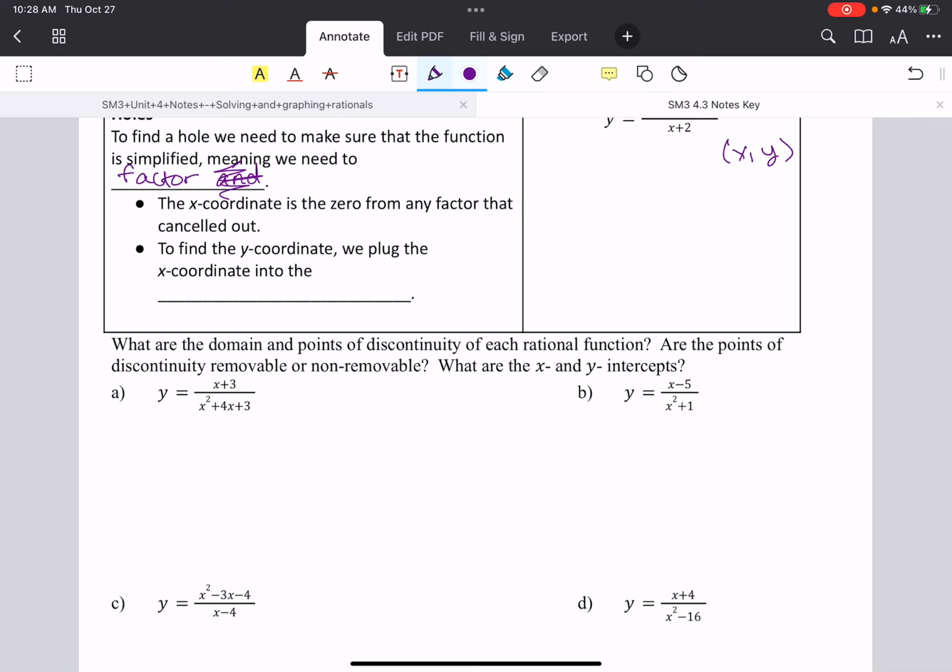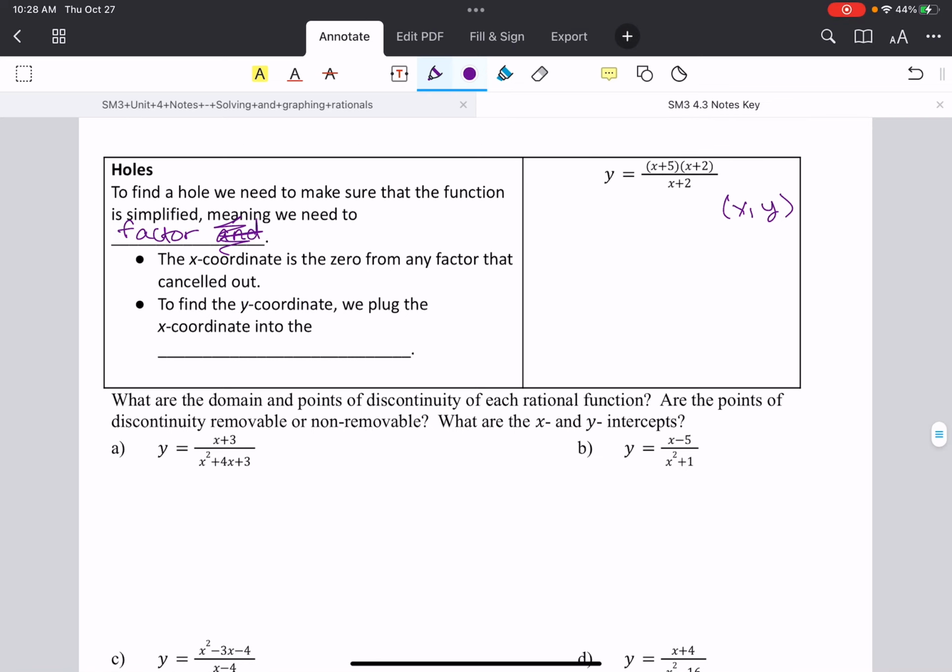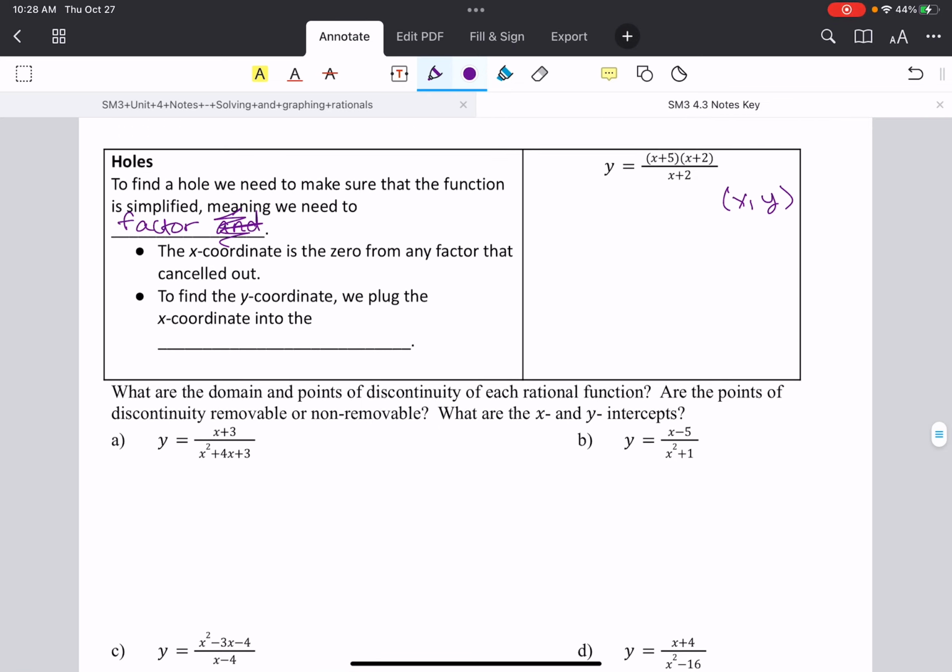So we already know what your x value is, which is your excluded value for this hole. Your x value is the excluded value that is removable. So we plug the x coordinate into the simplified equation. If we were to plug it into the not simplified equation, that would give us a 0 error. If we didn't simplify this first, then we would get a -2 plus 2 on the bottom. So when you're finding the y coordinate, you plug the excluded value into the simplified equation.